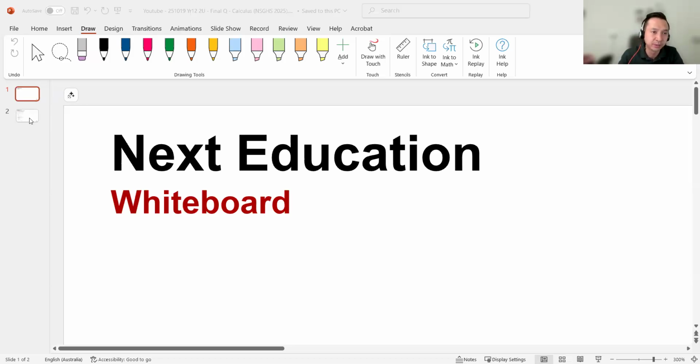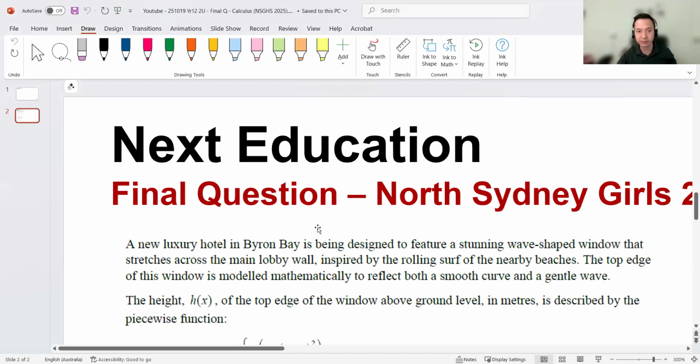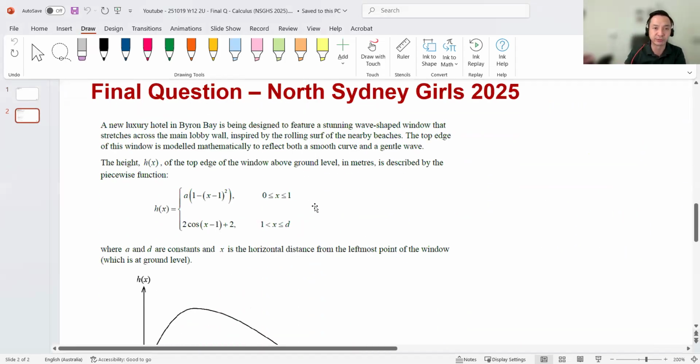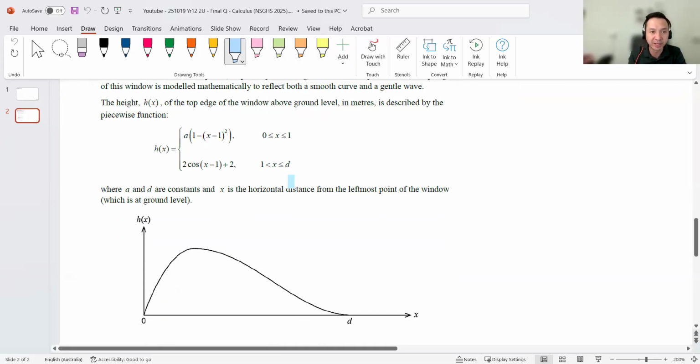So, North Sydney Girls. Let me just zoom out so you can have a look. Cool. Let's have a read and highlight some key parts. A new luxury hotel in Byron Bay has been designed featuring a stunning wave-shaped window that stretches across the lobby wall, inspired by Rolling Stone. Nice context. The top edge of the window is modeled mathematically to reflect both a smooth curve and a gentle wave. The height, H.